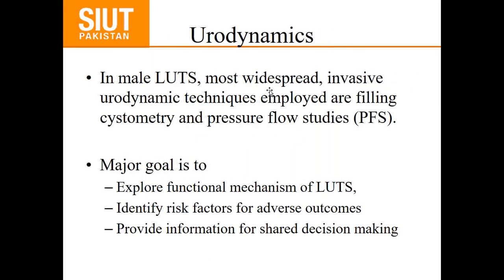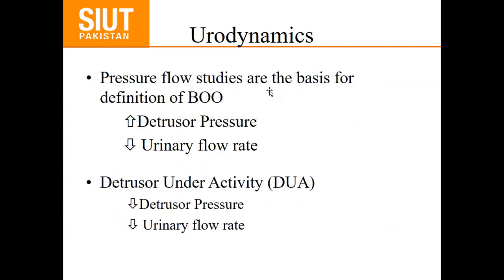Urodynamic studies in male lower urinary tract symptoms. The most widespread invasive urodynamic techniques employed are filling cystometry and pressure flow studies. The major goal is to explore functional mechanisms of LUTS, identify risk factors for adverse outcomes, and provide information for shared decision making. So in urodynamics, we can differentiate between a bladder outlet obstruction, which basically results in increased detrusor pressure with decreased urine flow rate, and detrusor underactivity, which results in decreased pressure of detrusor and decreased urine flow rate.